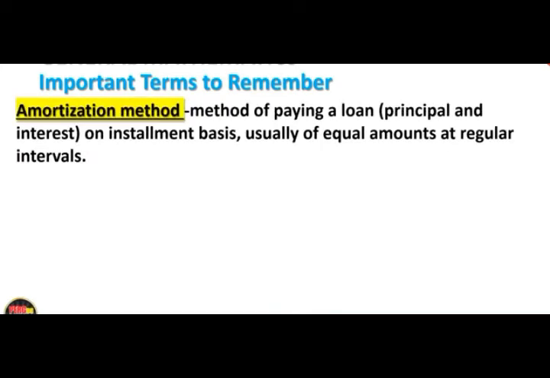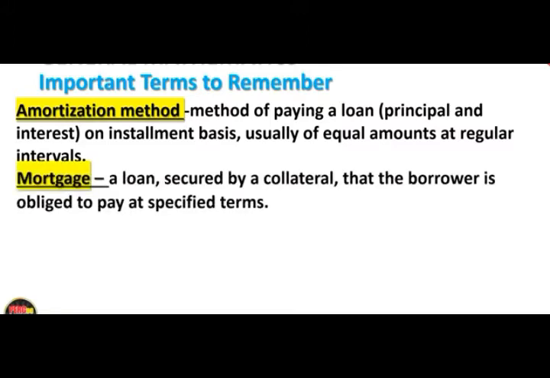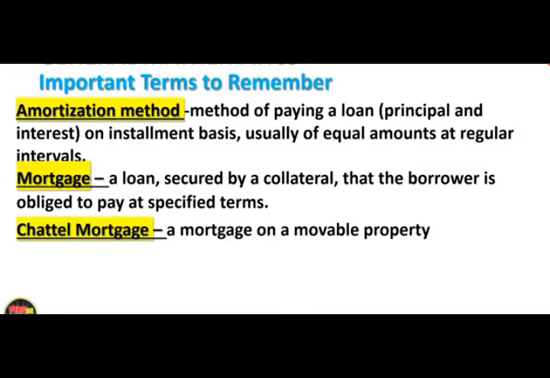First, we have the amortization method. It is a method of paying a loan which includes principal and interest on an installment basis, usually of equal amounts at regular intervals. And also we have the mortgage. A mortgage is a loan secured by a collateral that the borrower is obliged to pay at specified terms. And also we have a chattel mortgage. A chattel mortgage is a mortgage on a movable property, that is, a property that is moving. The best example is an automobile.